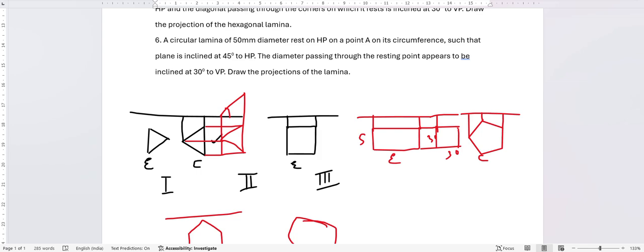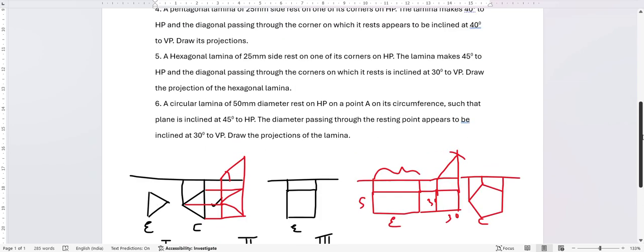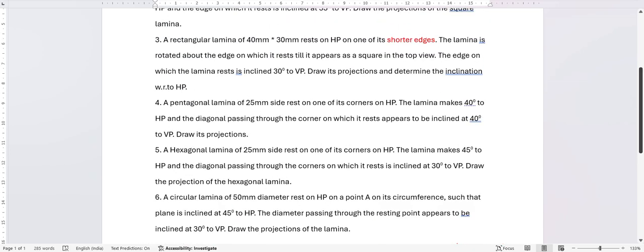Okay, and you have to extend this line, and we need to take this arc, and starting from here you need to cut the arc. Then if you join, this will become your second position. Okay, so similarly you can draw the pentagon also 40 degrees. So hexagon also 40 degrees you can draw.